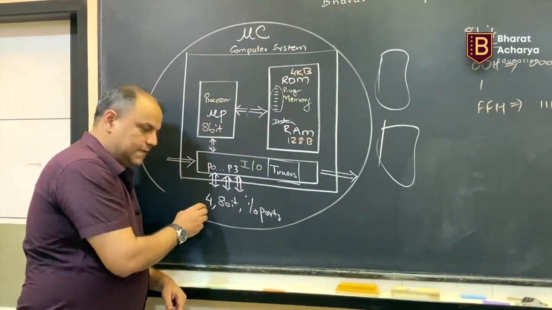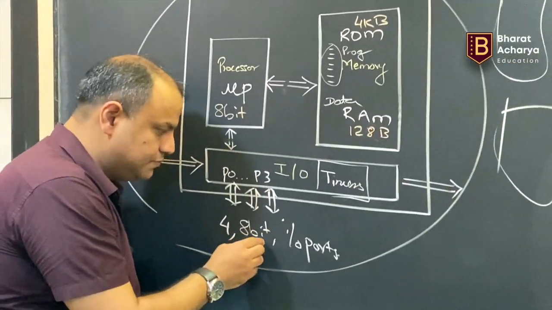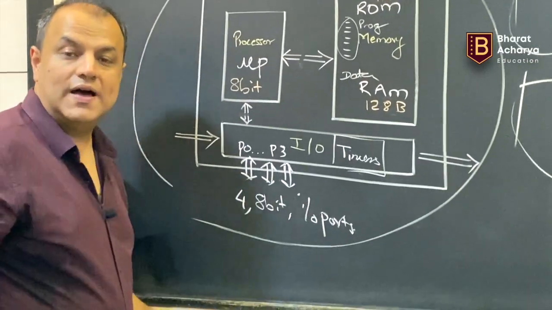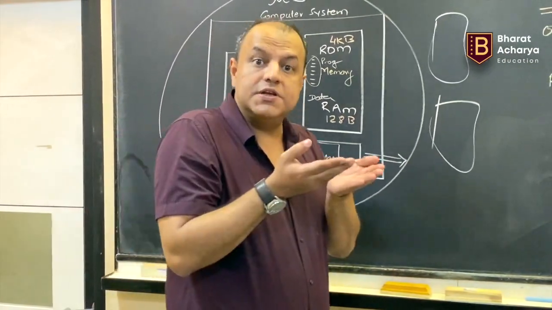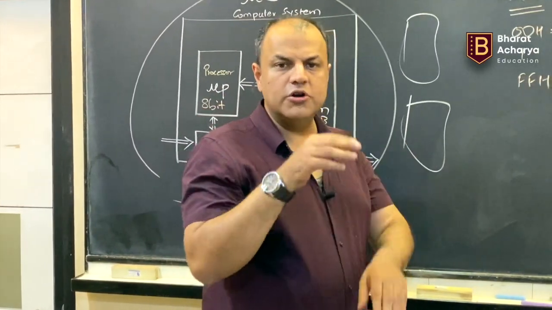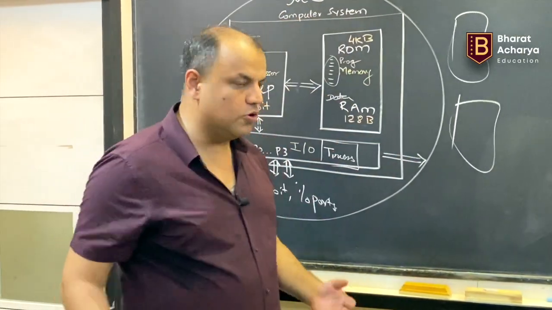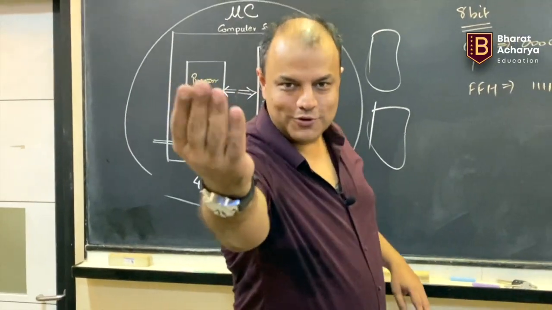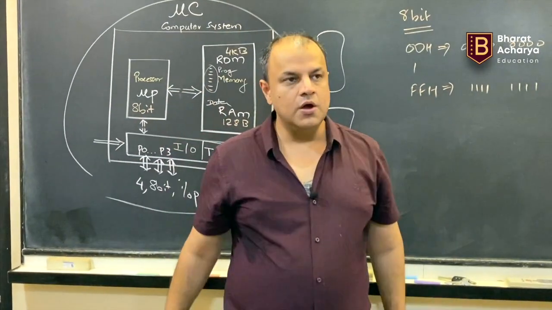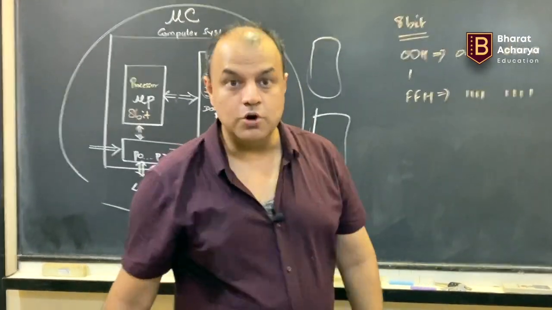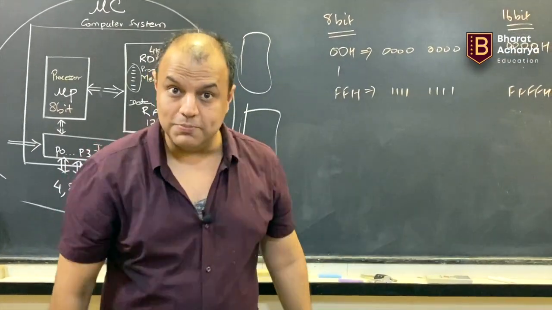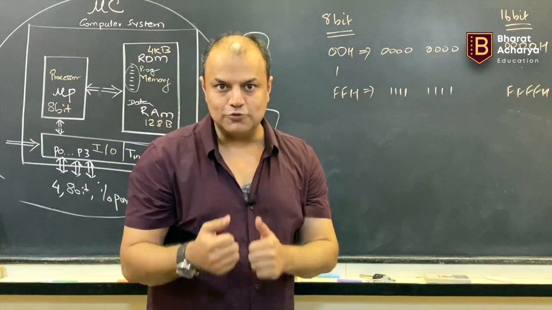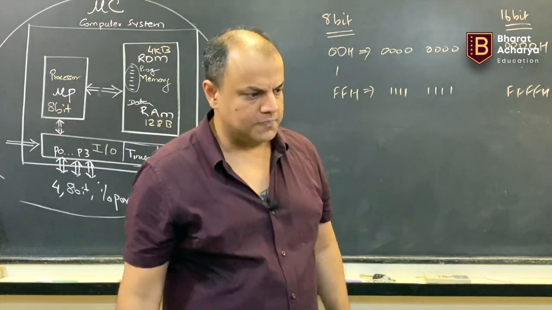So it has four ports. They are all 8-bit ports. And they are I/O ports. I/O ports means input as well as output. So they can all do input operations, they can all do output operations, or you can keep one as an input port, one as an output port. For a keypad, you need an input port, correct? Keyboard is an input device. For a mouse, you need an input port. For the monitor, you need an output port. For a touch screen, you need a bidirectional port, because your touch screen is your input also and your output also. Now you understand the meaning of input-output ports.